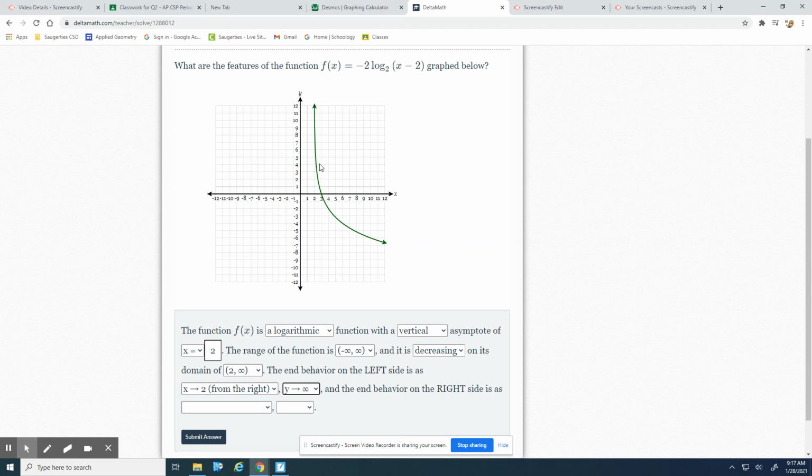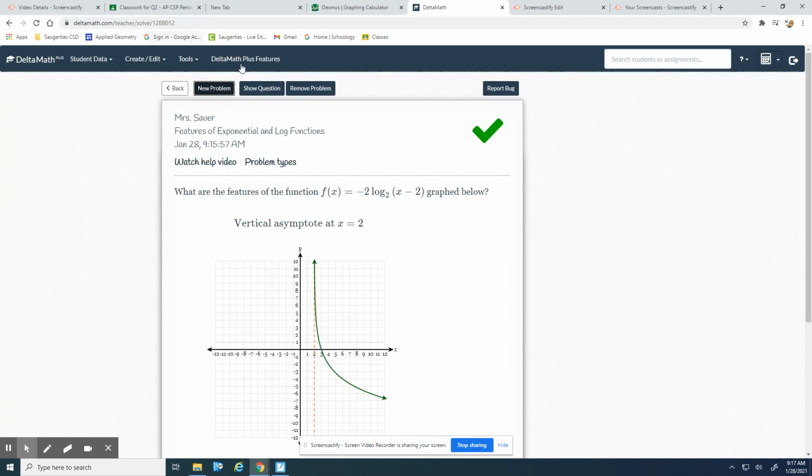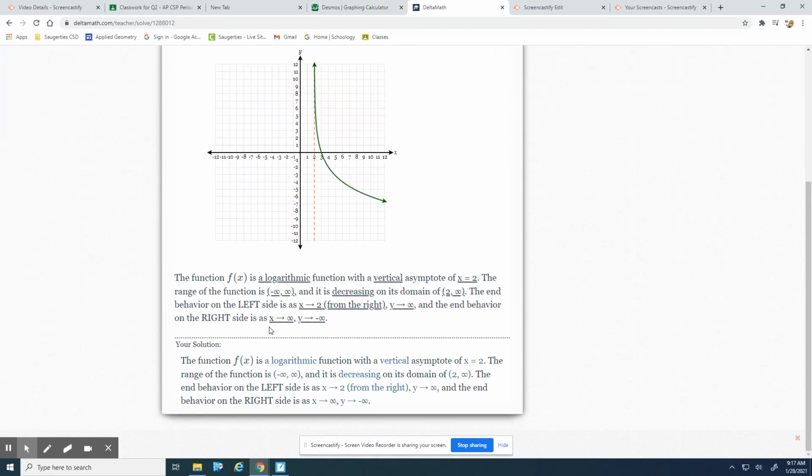The end behavior on the right. So here, x is going towards positive infinity. And going this way, it's very slowly decreasing, but y is going to negative infinity. So you can submit your answer and have those correct. So really, hopefully you've watched these videos carefully. If you need to go back and look through, and if you have any trouble with these, as I said, you can always reach out to us.